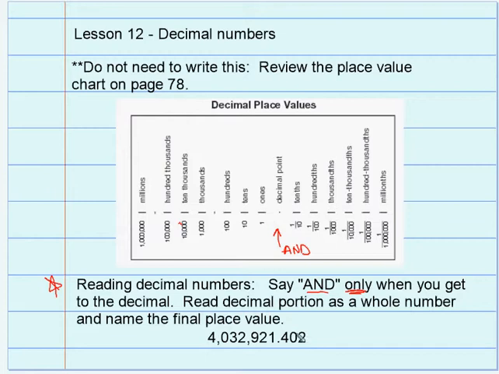Okay, so this number here, let me get back here just a second. Read the decimal portion as a whole number and name the final place value. Okay, so what's that mean? So this number here, 4,032,921, and then we say this, 402, and determine what place value that 2 is in. That'd be the thousandths. So this is "and 402 thousandths." Make sure you get that THS on the end.